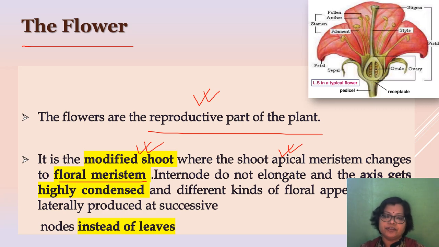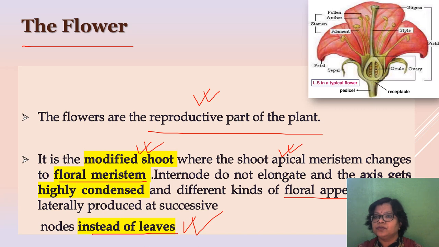So a flower is a modified shoot where the shoot apical meristem changes into floral meristem, and here the internodes do not elongate and the axis gets highly condensed, and different kinds of floral appendages develop laterally from the nodes instead of leaves. It is the definition of flower. So these are the floral appendages, that is calyx, corolla, androecium, gynoecium. These develop from the node, and the axis is so compressed that it looks like a receptacle, right?